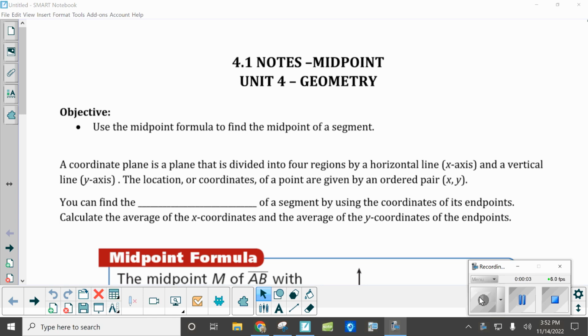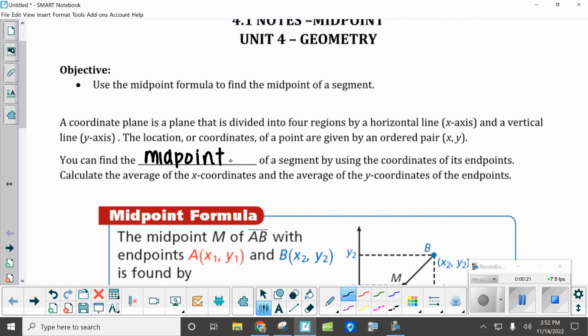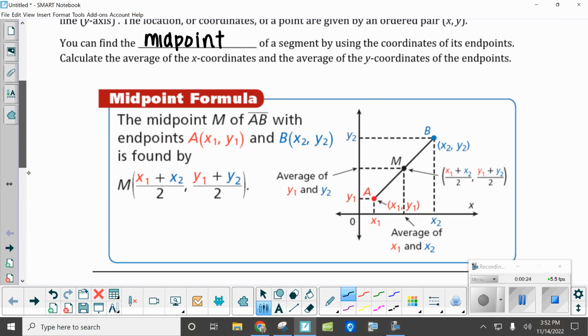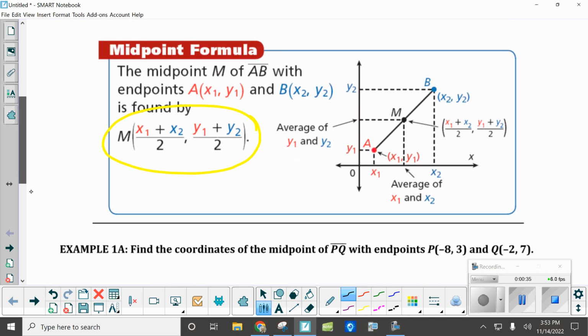Okay, so today is 4.1, midpoint. So you're just going to do the midpoint. I think you've done this in Algebra 1. But we're going to use the midpoint formula so we can find the midpoint of a segment by using the coordinates of its endpoints. You're just finding the average of the x's and the average of the y's, and that's all that matters. So this right here is your formula. That's what you're going to use. We always use M to denote the midpoint.